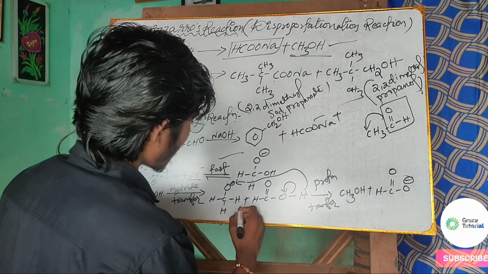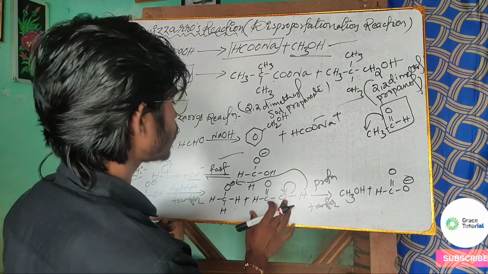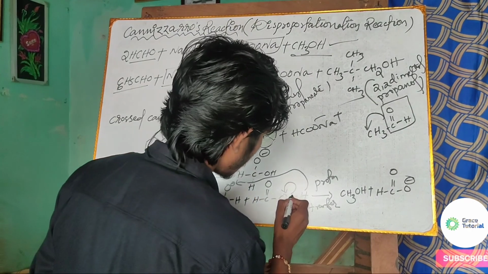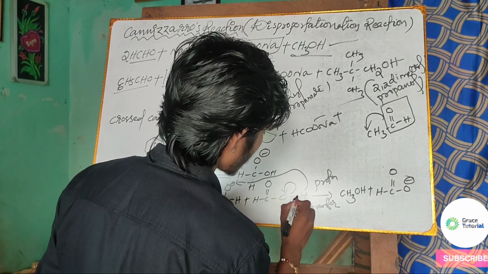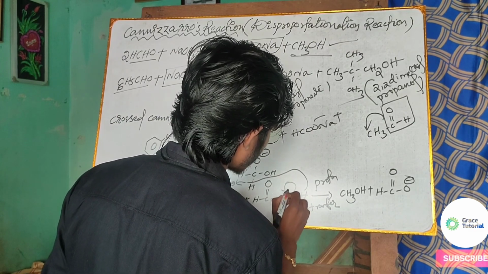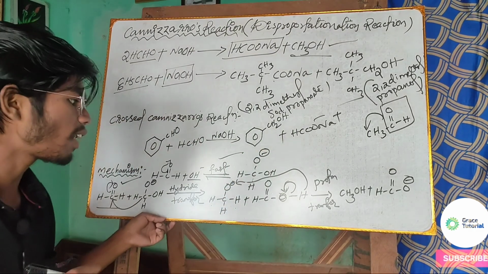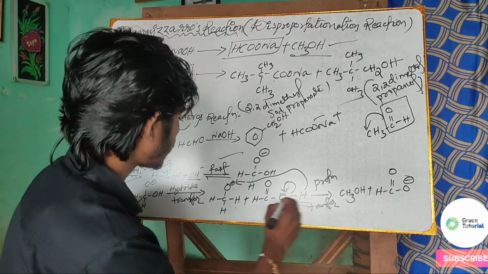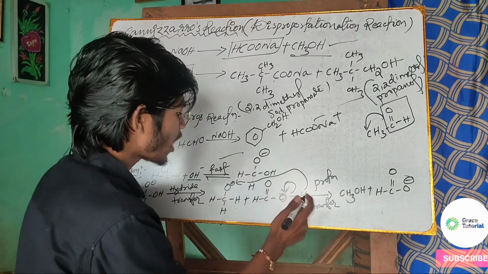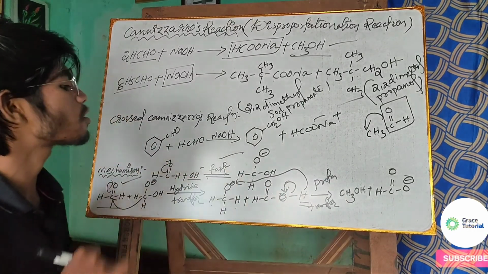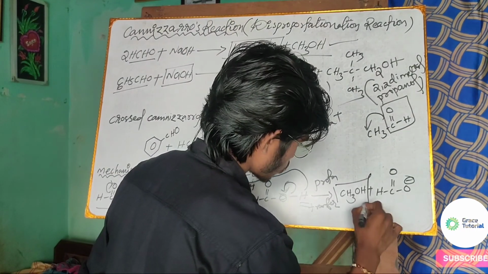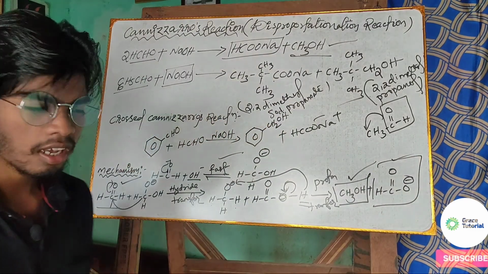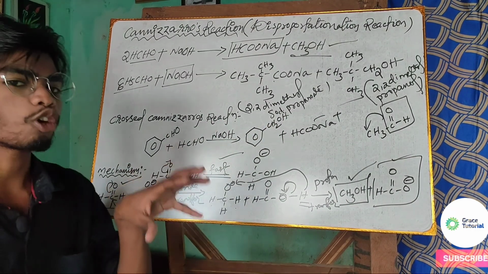After the hydride transfer, HCOOH, that is formic acid, is obtained, and in the formic acid the proton transfers. That means the shared pair of electrons will be attracted more towards the oxygen atom, which is highly electronegative, and this oxygen atom attracts the hydrogen atom. That means proton transfer takes place, and finally it gives CH3OH, that is methyl alcohol, and HCOO minus, that is formate. So this is the mechanism of the Cannizzaro reaction.